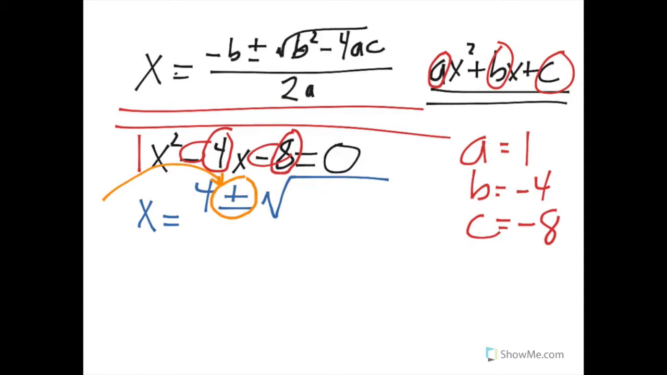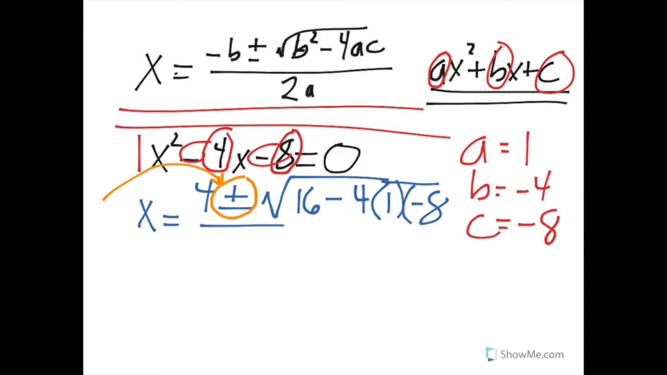Alright, so b squared, so negative 4 times negative 4, or negative 4 squared, is 16 positive, don't forget that. Then you have negative 4ac, so a is 1 and c is negative 8.